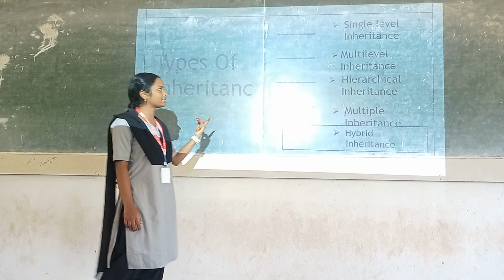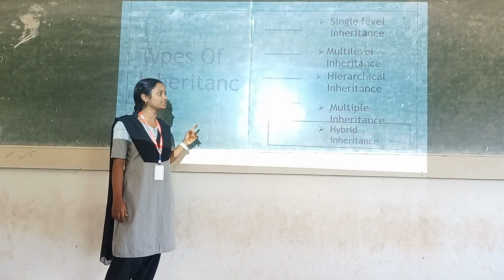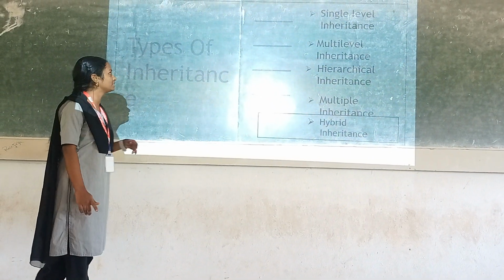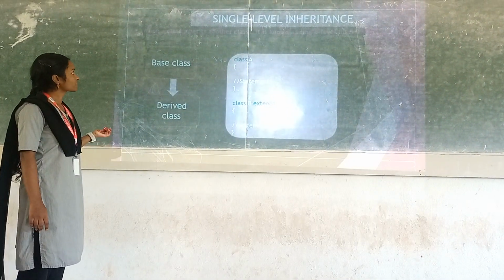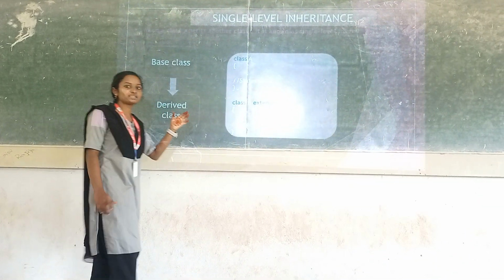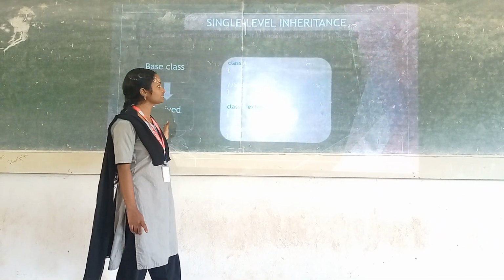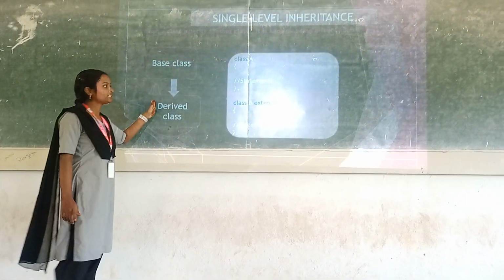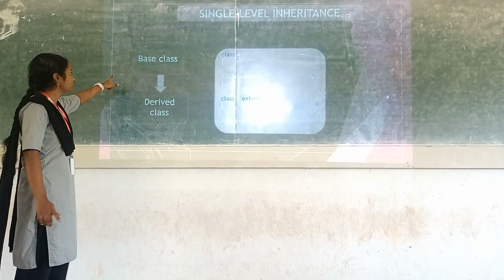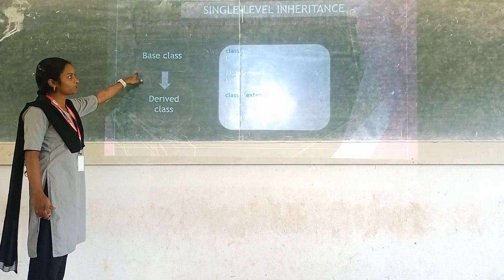Various types of inheritance. We have five types of inheritance in Java: single level inheritance, multi-level inheritance, hierarchical inheritance, multiple inheritance, and hybrid inheritance. Let's see single level inheritance in Java. When a single class inherits from a single parent class, it is known as single level inheritance. In this, we have only a single parent and a single child. The derived class inherits the properties of the base class.